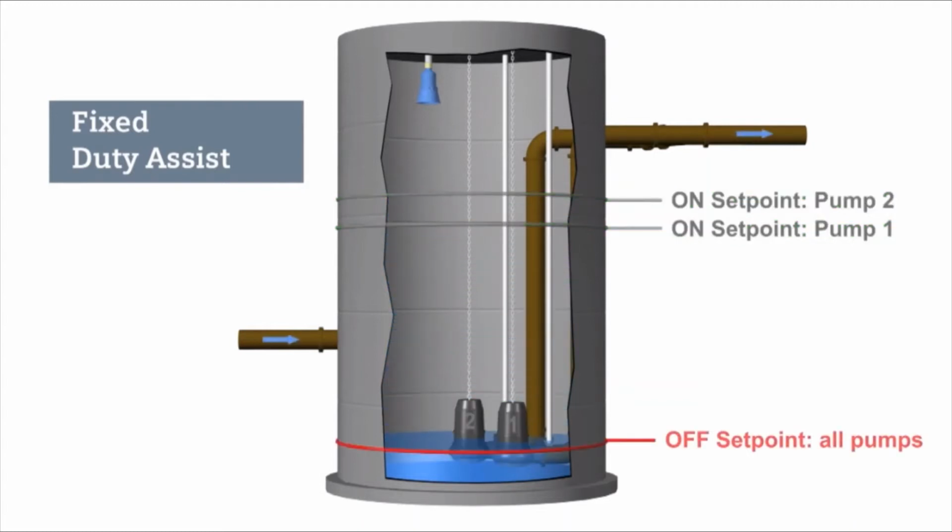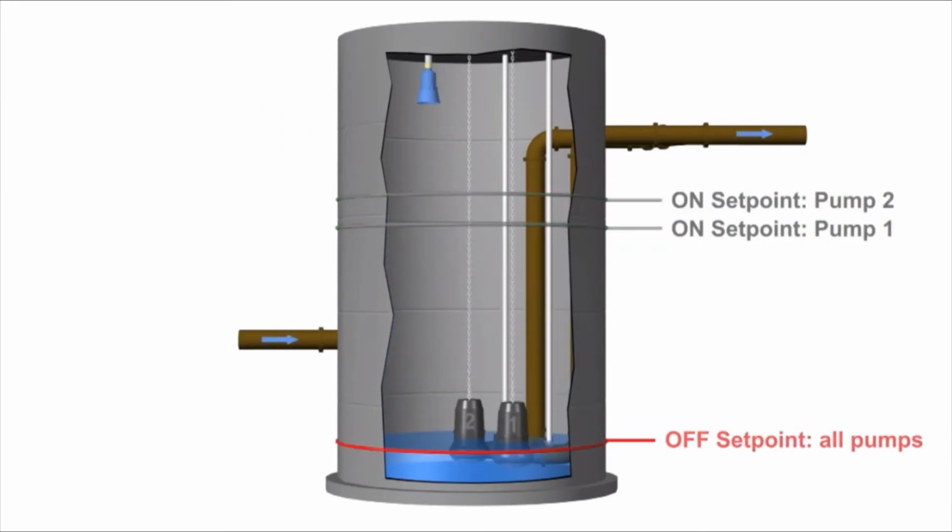Both pumps will turn off when the liquid level reaches the off set point. This pump sequence is fixed. Pump 1 will always start first, then, if necessary, pump 2 will assist pump 1.